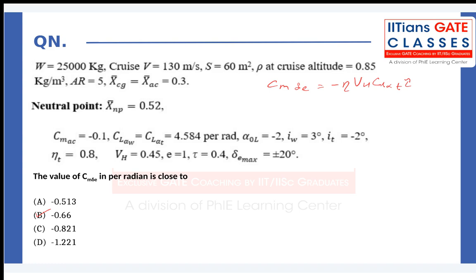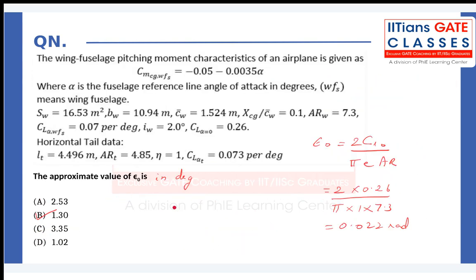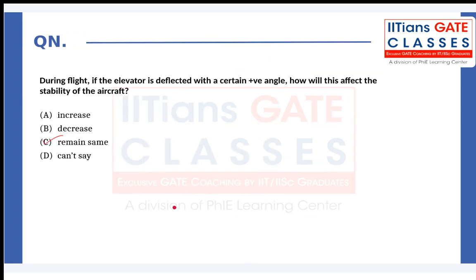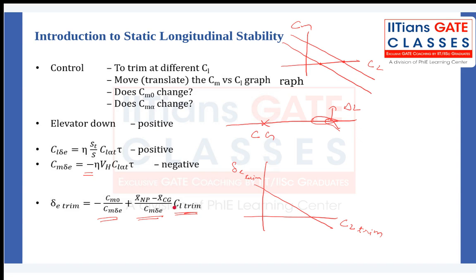Is it Cl delta E or Cl alpha T? Let me just go back. I had a slide on control. Yeah, here it is. It is Cl alpha tail. Basically, it is just Cl alpha tail into the moment arm, right? That is what gives you the Cm delta E. When you accommodate all of those changes, you get this VH parameter here, with the negative sign because it is pitched down, but it is Cl alpha tail.